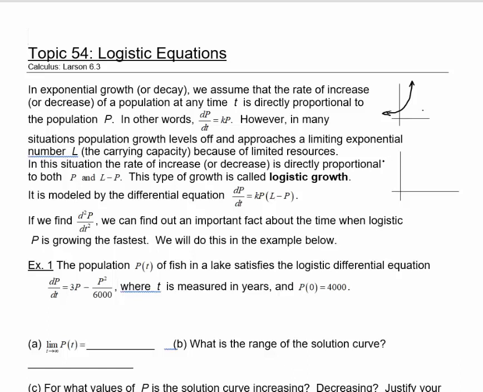So if you're in my environmental science class, you've already seen this. The carrying capacity would be this line here. The growth is going to start out exponential, but then it's going to level off right at that carrying capacity. And that's the kind of curve that you get from this logistic differential equation.